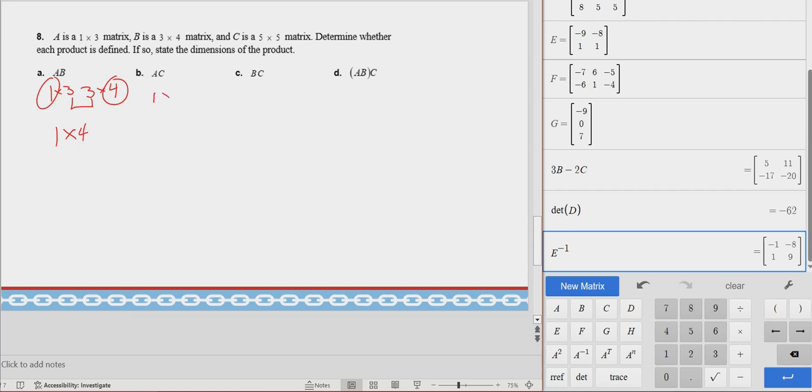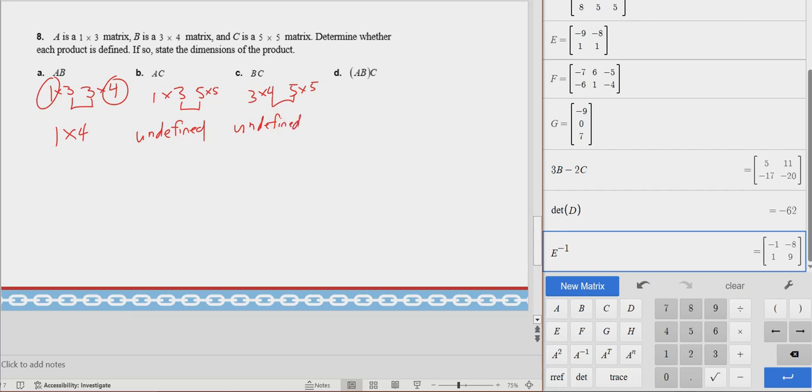A times C, I get a 1 by 3, multiplying by a 5 by 5 for matrix C. Right? These inner two do not match, so this answer is undefined. B times C, B is a 3 by 4, C is still a 5 by 5, and 4 and 5 don't match. So this one is also undefined.